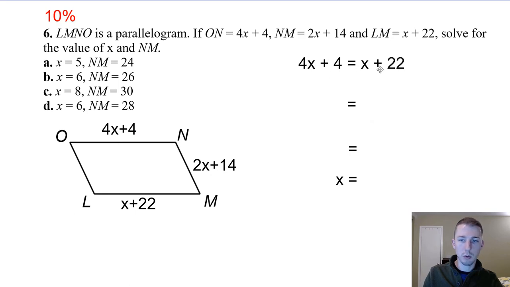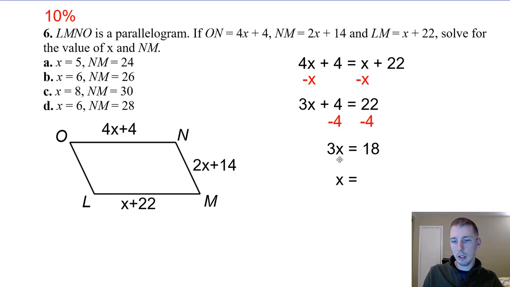So 4x plus 4 is equal to x plus 22. Now we can't combine like terms here because they're on the opposite side of the equal sign. So instead we subtract x from both sides, leaving us with 3x plus 4 is equal to 22. Then we subtract 4 from both sides, leaving us with 3x is equal to 18. Then divide by 3, so x is going to be equal to 6.